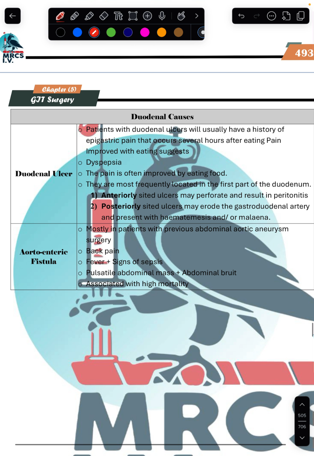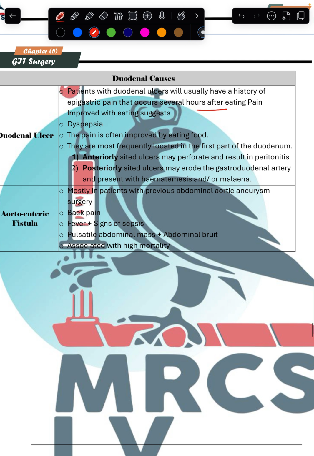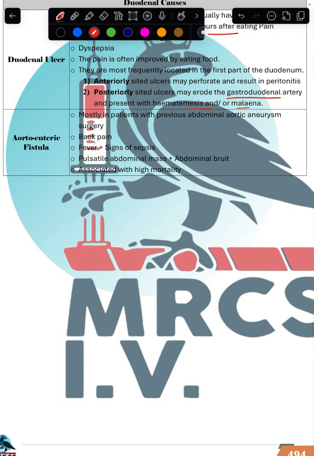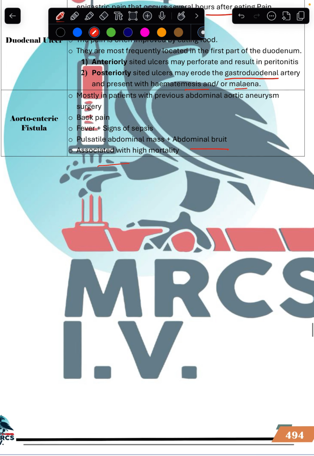What are the duodenal causes leading to upper GI bleeding? Patients with duodenal ulcers usually have a history of epigastric pain that occurs several hours after eating. Improvement with eating suggests a duodenal ulcer. Dyspepsia, duodenal ulcer pain is improved by eating. They are more frequently located in the first part of the duodenum. Anteriorly sited ulcers may perforate and result in peritonitis. Posterior ulcers erode the gastroduodenal artery and lead to hematemesis and melena. Aortoenteric fistula occurs mostly in patients with previous abdominal aortic aneurysms, with back pain, a severe pulsatile abdominal mass and abdominal bruit.